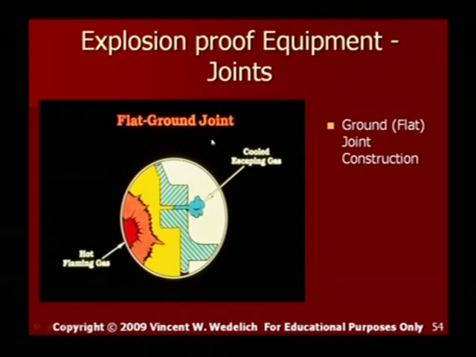And then here again is another example of that flat joint or ground flat joint construction. Here we have inside the enclosure the hot flaming gas. As it passes through this machine surface, it cools itself. It has a refrigeration effect, and it cools the escaping gas.